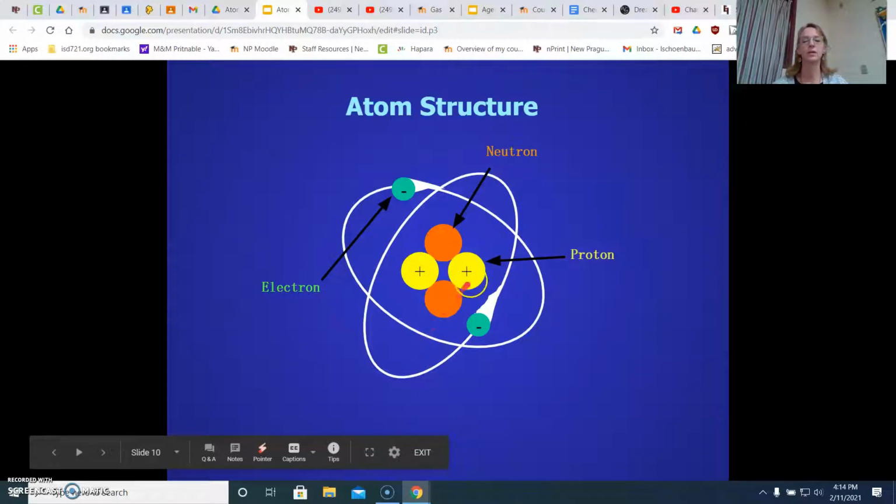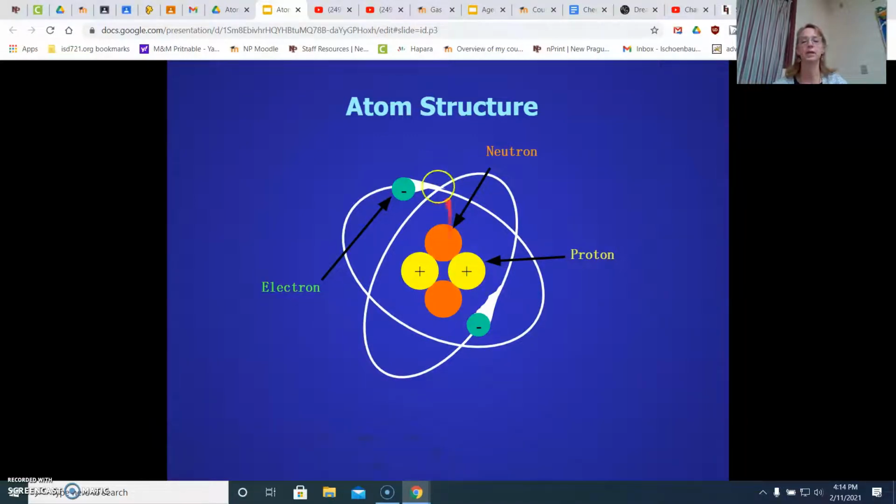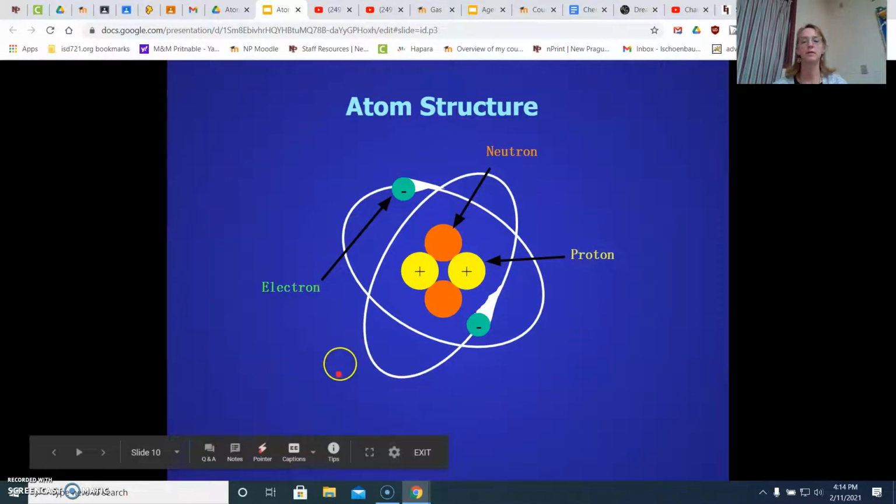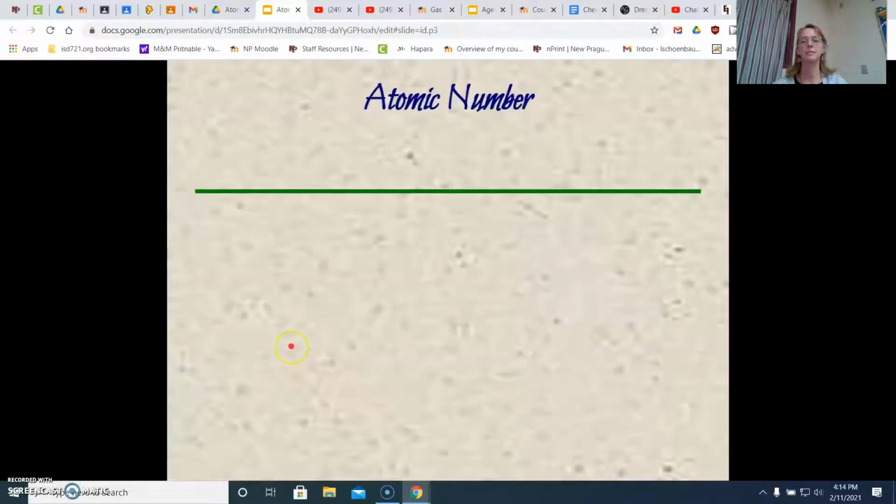So again, here's the structure of an atom. You have protons and neutrons in the middle. Protons are positive, neutrons are neutral. They buffer that charge. Negative electrons flying around the outside, mostly empty space.